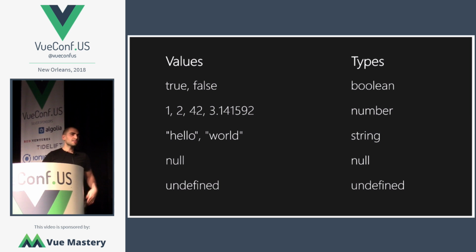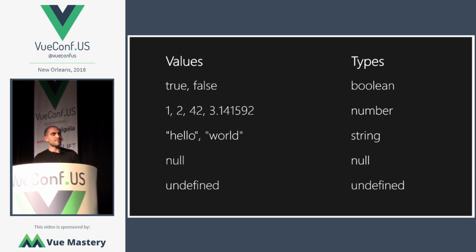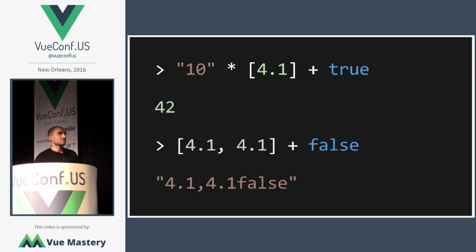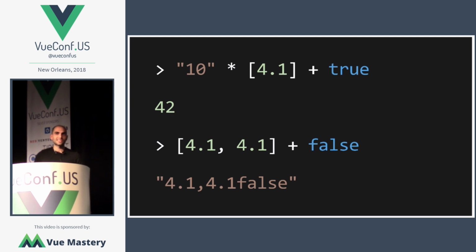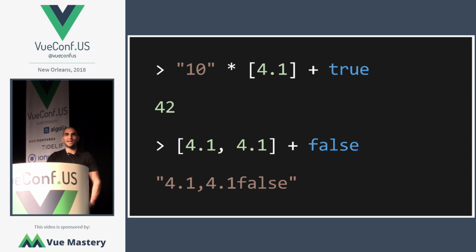Now, why do you care about what the type of a value is? Well, the type of a value actually determines how it acts at runtime, right? So adding two numbers or adding two strings, that's behavior that's defined by the types in JavaScript. But apart from that, you get some other slightly less desirable behavior, right? Like when you multiply a string and an array, which gives you potentially different results, and then you add it to a Boolean, that may not be as desirable as you want.